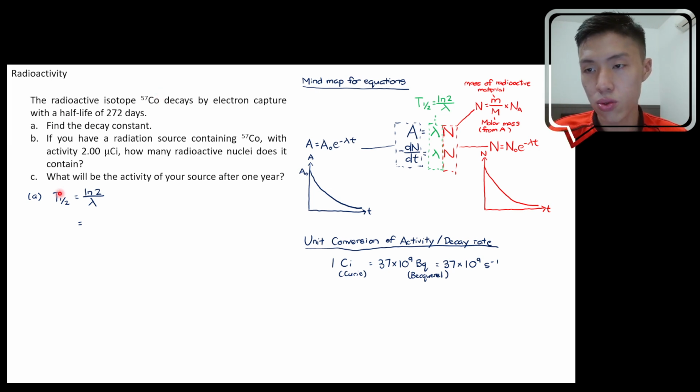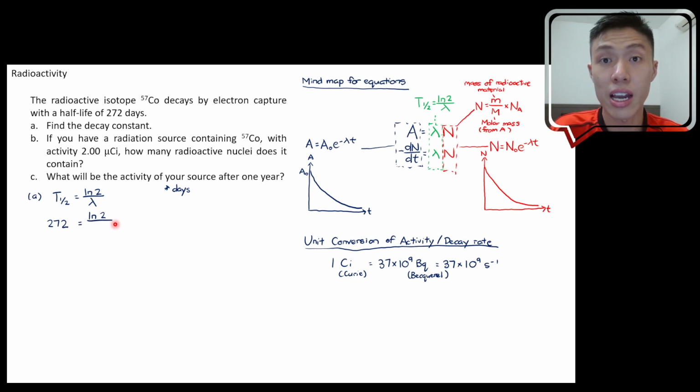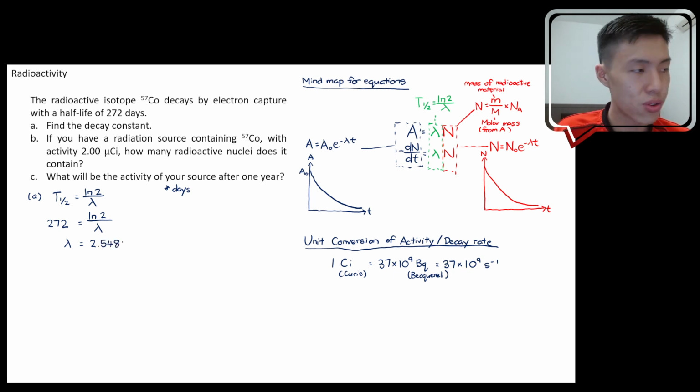Here, when you're substituting the half-life, if you choose to substitute 272 right away, you have to be very clear that your calculation right now is in days. So if your calculation is in days, ln 2 here is dimensionless, right? This natural log here is dimensionless. There's no unit to it. So when you calculate, your lambda should generate an answer of 2.548 times 10 to the power of negative 3.